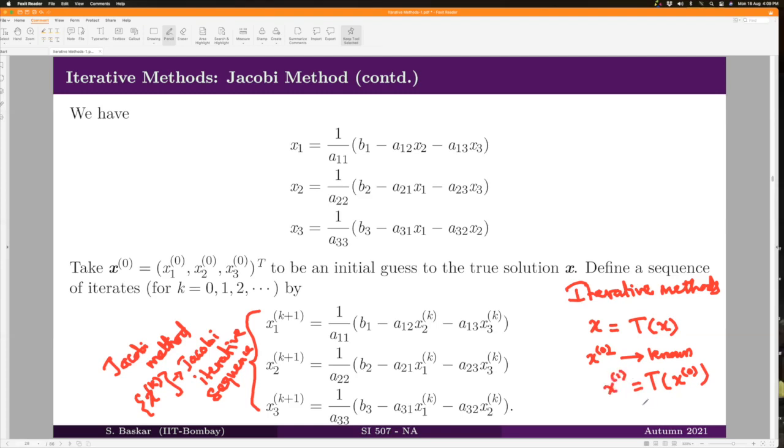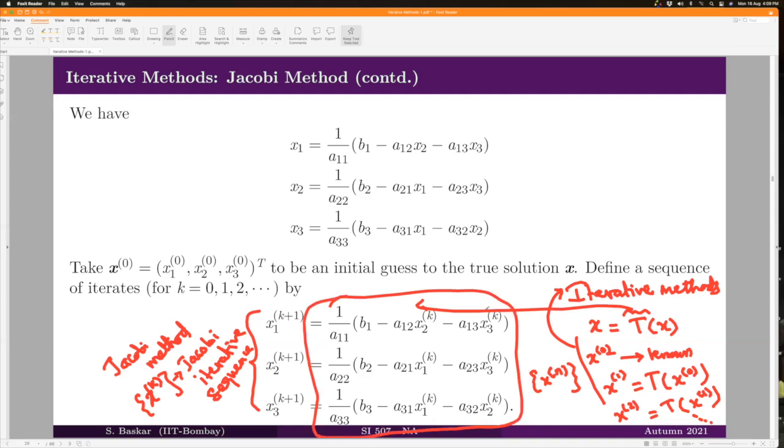And then you again put T on x1. And whatever value comes out of that, you call it x2. And you keep on doing that, and in that way you generate a sequence. Such methods are called iterative methods. You can clearly see that the Jacobi method is an iterative method, where T is given by this right hand side quantity. So in that way, the Jacobi method is an iterative method. In our course, we will also see many iterative methods.